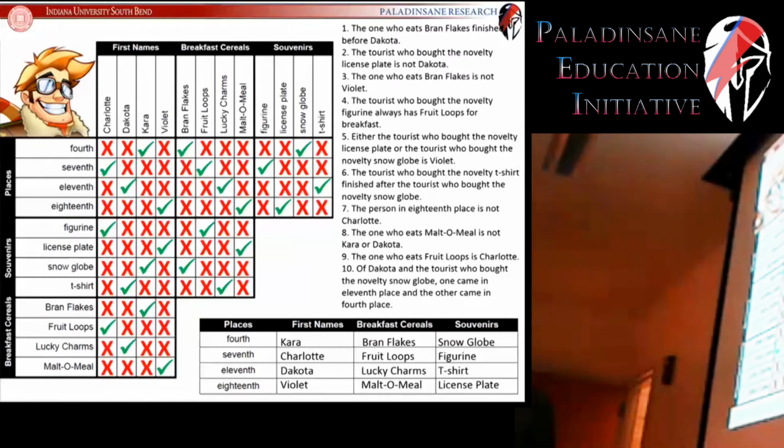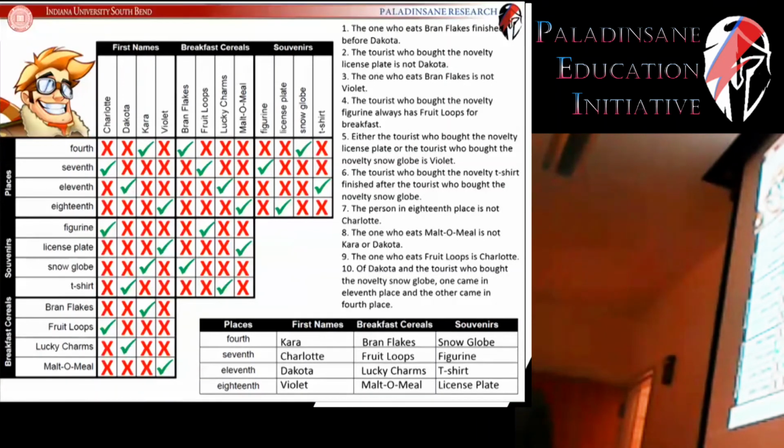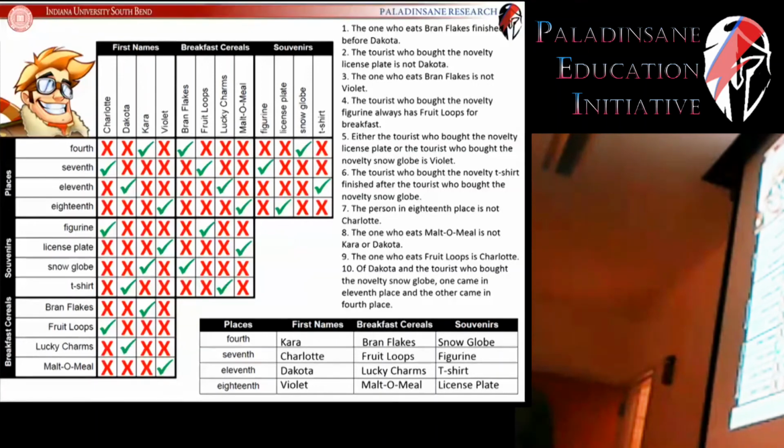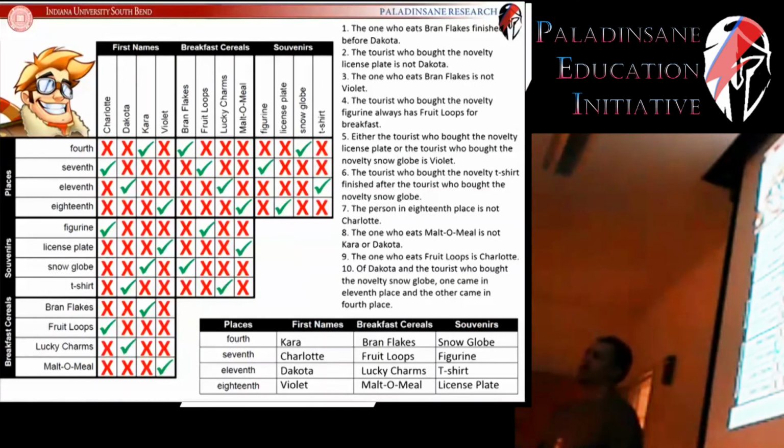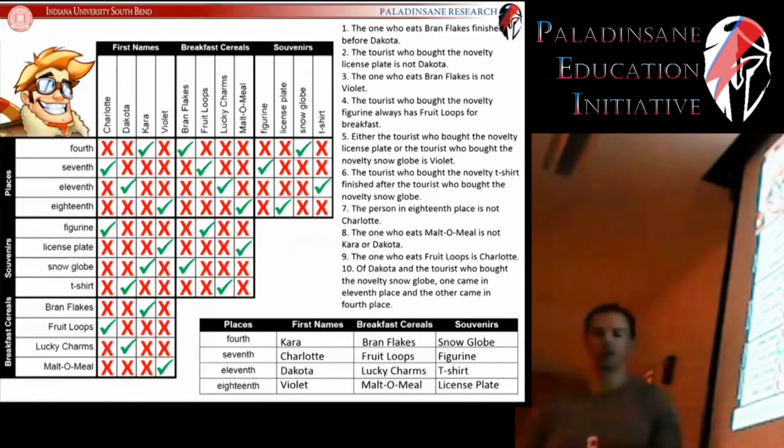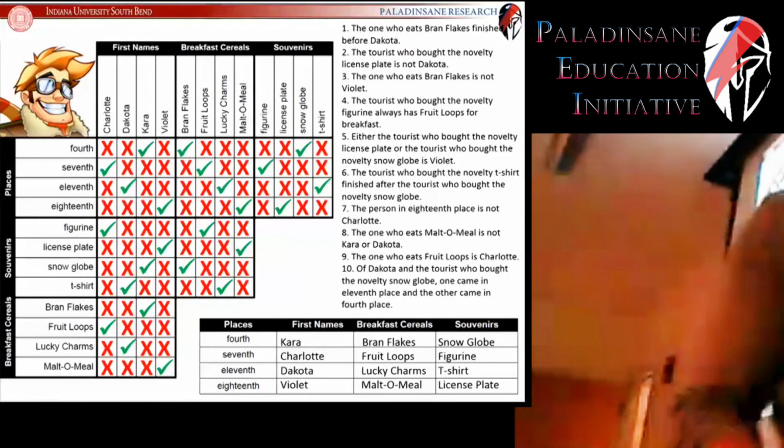grid here. So in fourth place is Kara. She likes bran flakes and she brought the snow globe. Fourth, Kara, bran flakes, snow globe. In seventh, Charlotte. She likes Fruit Loops and she got the figurine. Seventh, Charlotte, Fruit Loops, figurine. In eleventh, Dakota, Lucky Charms and the t-shirt. So that is how you can solve those particular questions.